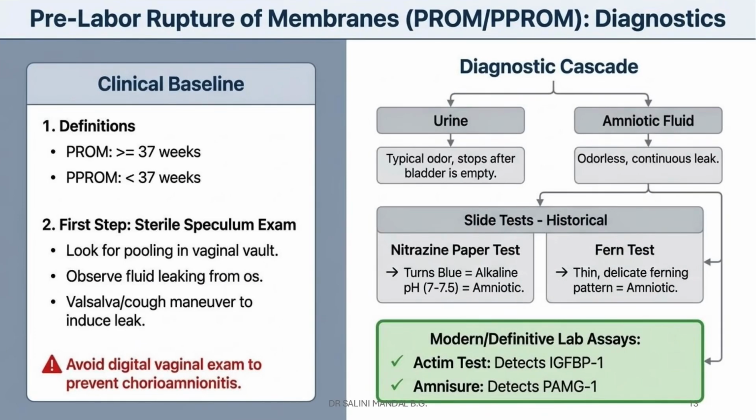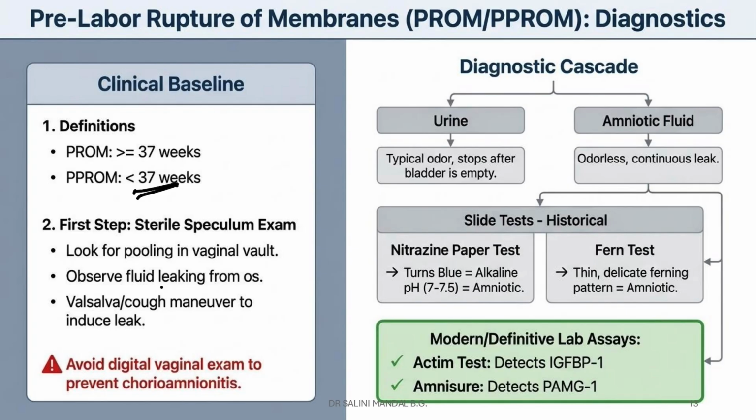Okay, next one, let us go into the other topics. Next one is about the pre-labor rupture of membranes. So talking about pre-labor rupture of membranes, there is a classical baseline which you remember. So we have something called preterm pre-labor rupture of membranes, that is before 37 weeks, but the pre-labor rupture of membranes is at or after the 37th week. Okay, so remember that.